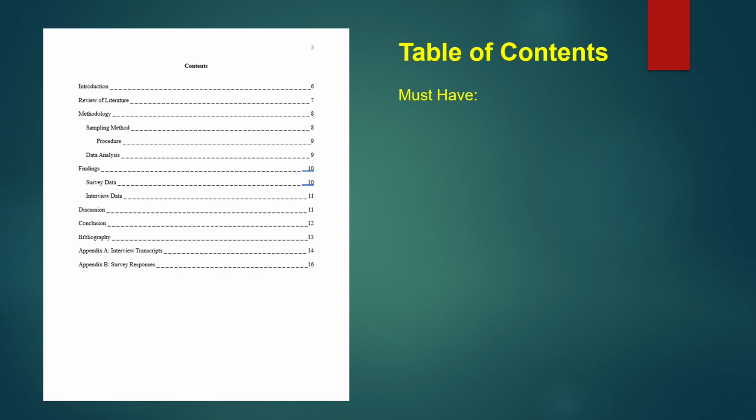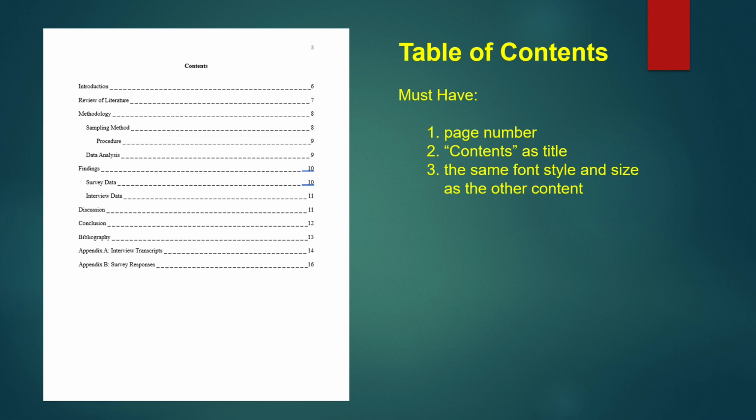Here are a few things to remember when writing the table of contents of a research report. First, it should also have a page number on the top right of the page. Next, the word contents should be written at the top of the page, centered and bold, as it serves as the title of the section of your report. Lastly, it should be written in the same font and size as the rest of your content, often 12 in size, and the font is Times New Roman.